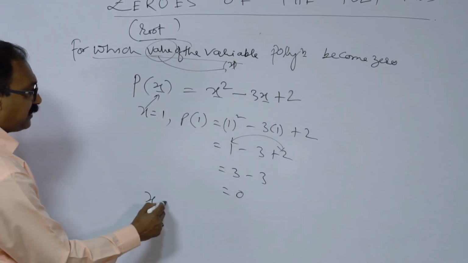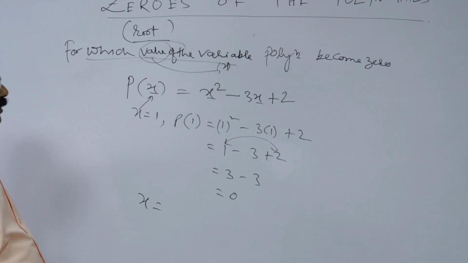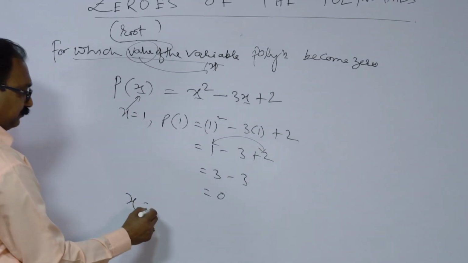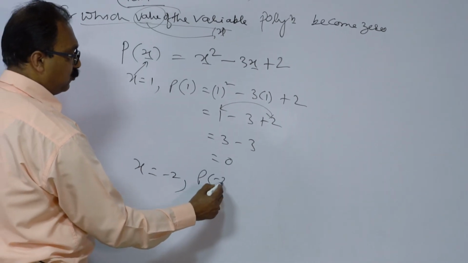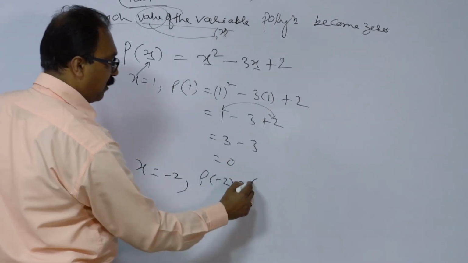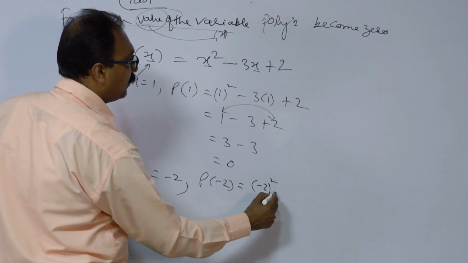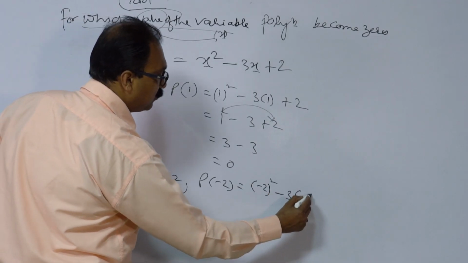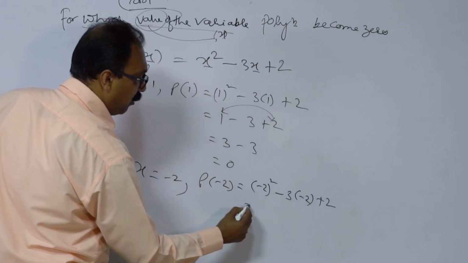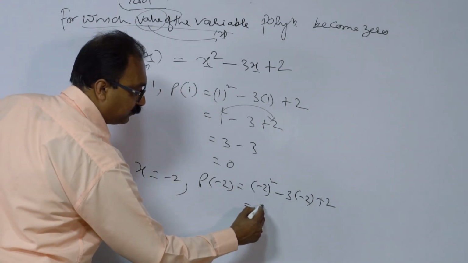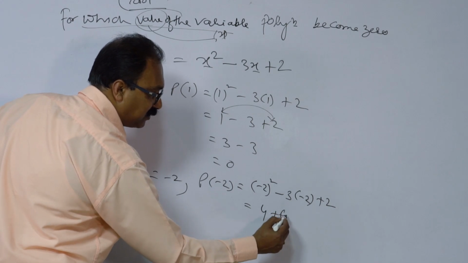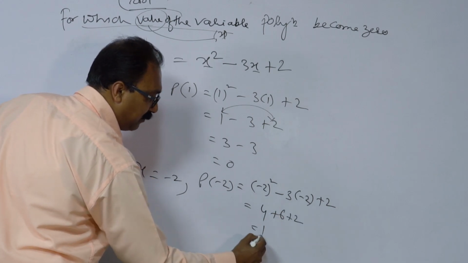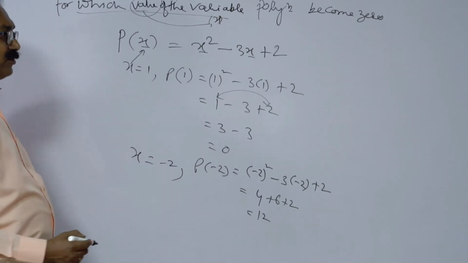If I consider x equal to minus 2, what will happen? P of minus 2. In place of x, minus 2 square, minus 3 into minus 2, plus 2. 4 plus 6, since 3 twos are 6, plus 2. So it will become 12, it will not get 0. So minus 2 is not a zero.